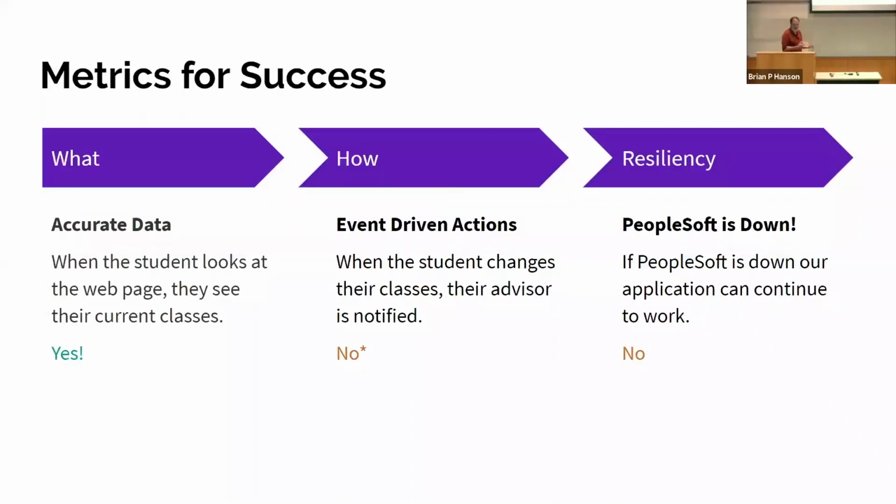But how does this work for our metrics of success? Do we have accurate data? Yes. And if that's your goal, if that's your one and only goal, and you can deal with those other cons, you're good. Can you do event-driven actions? No-ish. I'm going to put an asterisk there, and I'm going to get back to that. Can you work if PeopleSoft is down? No, not at all. You just can't.